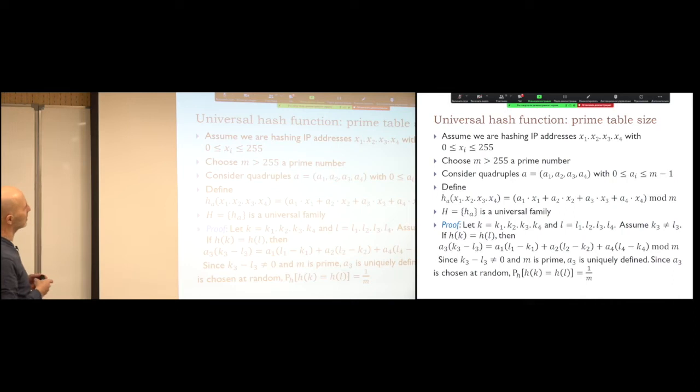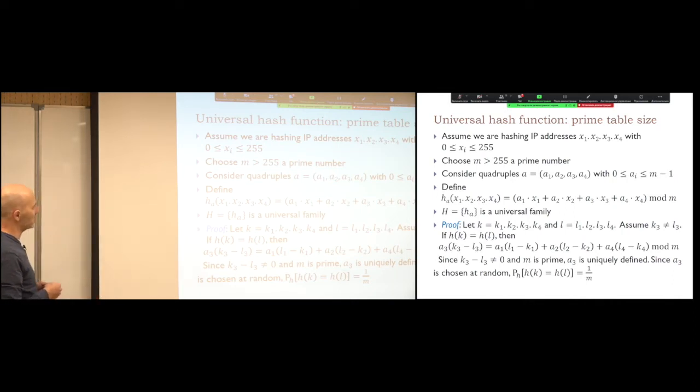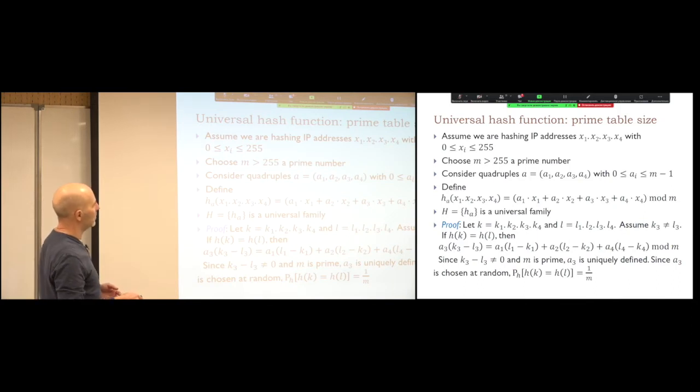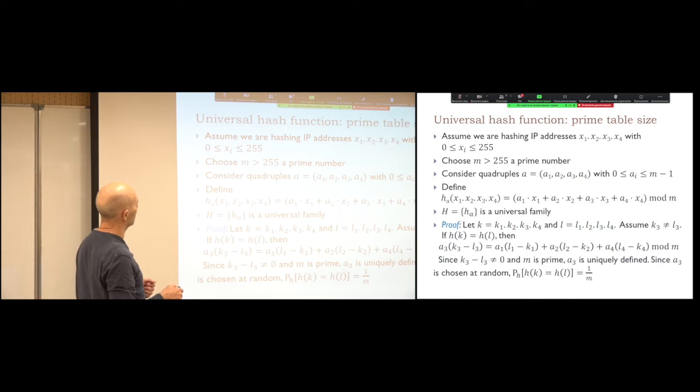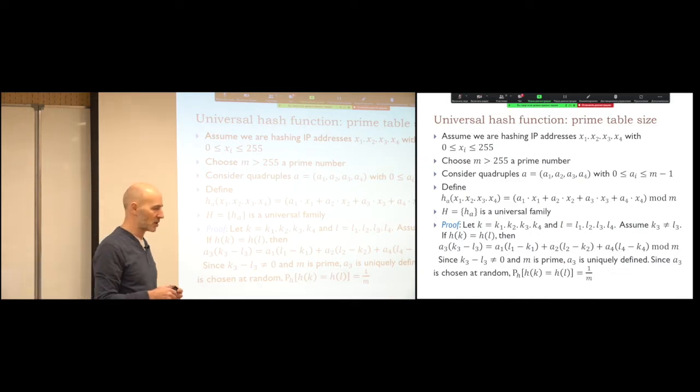Okay, so there are other constructions. Here I give another one, which is also not from Corman's book, but similar to the one from Corman's book. And here the construction is the following. Here we use properties of prime numbers. We use modular arithmetic here, which is widely used in this hashing business.